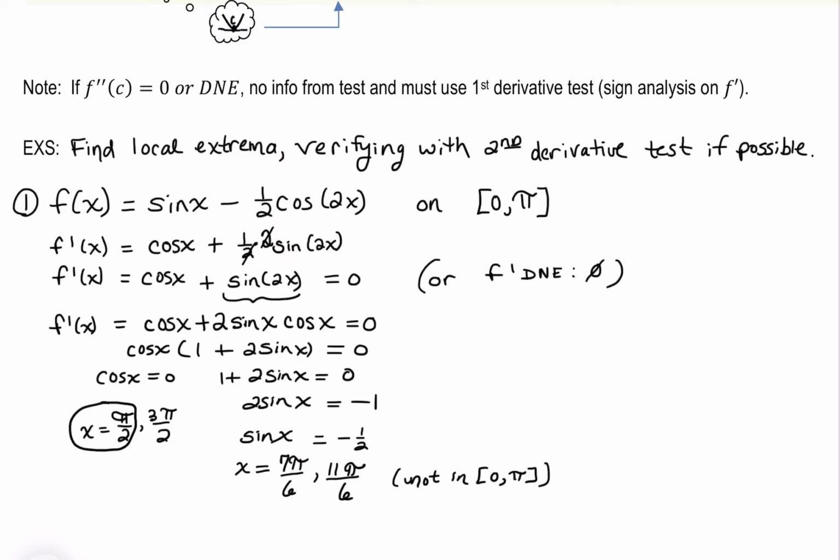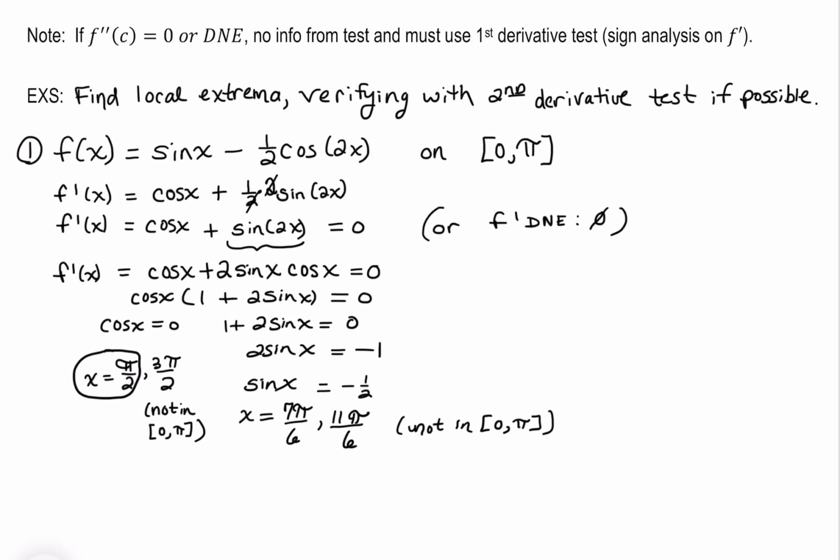And then same thing here with the 3 pi over 2. This is, once again, not in our interval from 0 to pi. All right, so we just have one value here that we're interested in, which is at pi over 2. All right, so now we want to try to use the second derivative test.